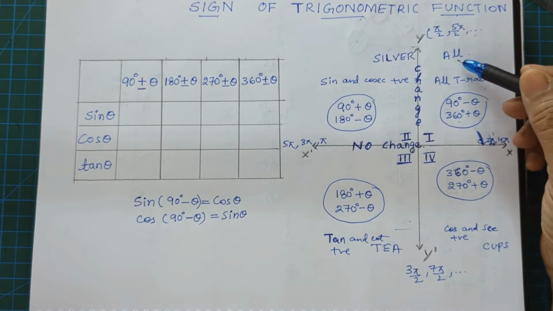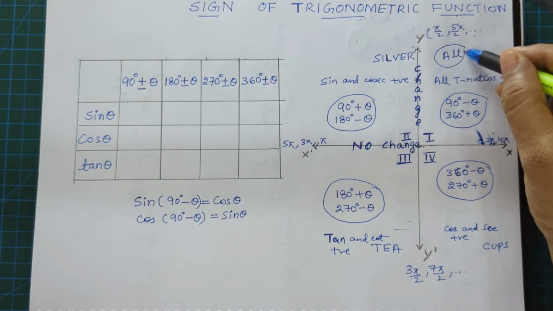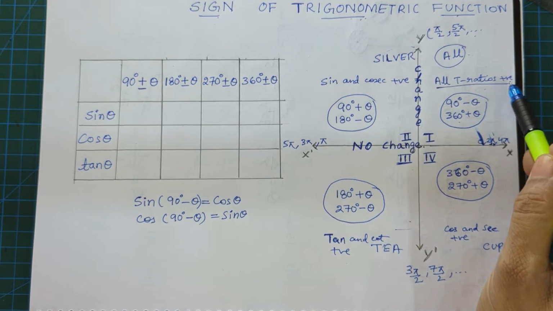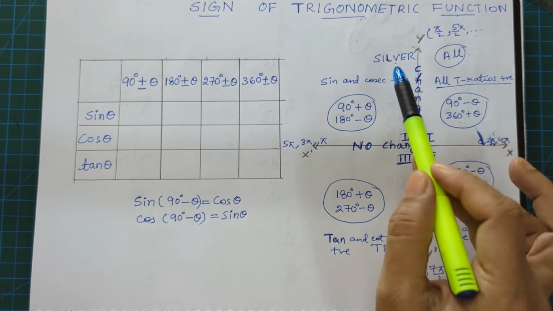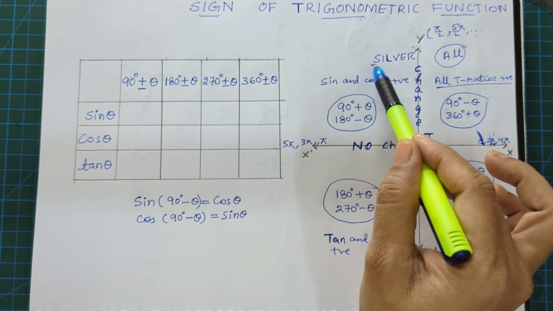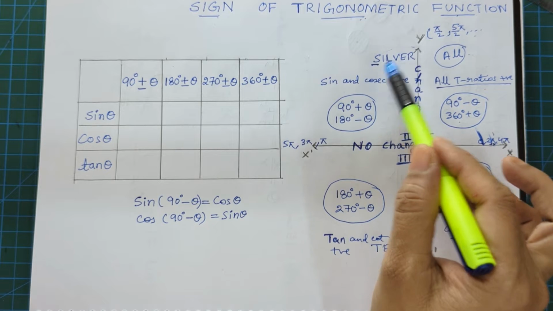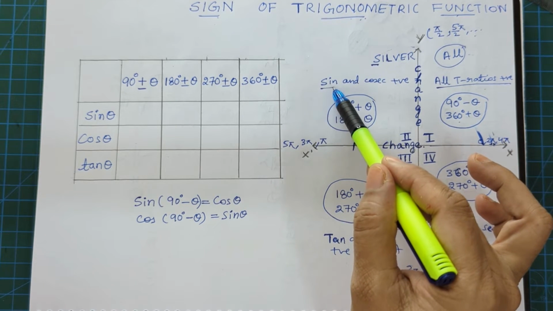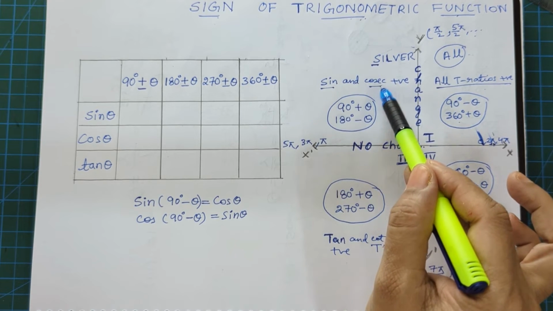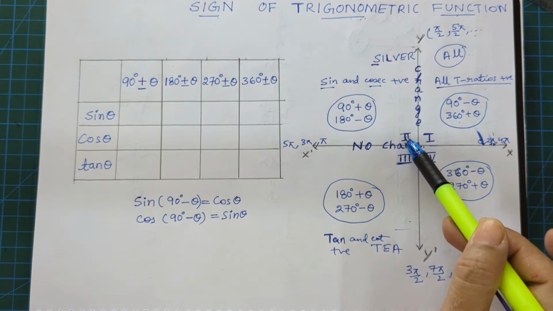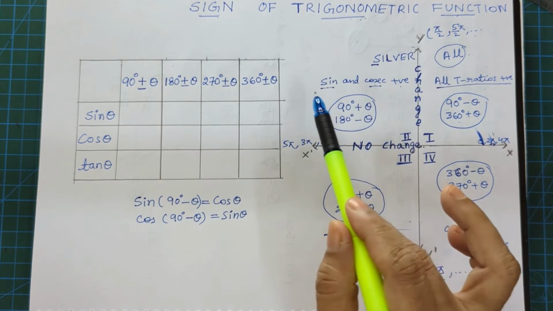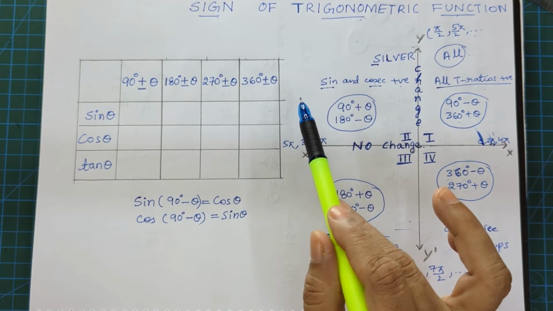Its meaning is the word all is a location for the first quadrant. In first quadrant, all trigonometric ratios are positive. Silver means the letter S, to remember S, the word silver. So S for sine, sine's reciprocal cosec. So in second quadrant, only sine and cosec will be positive, and the remaining 4 trigonometric ratios are going to be negative.